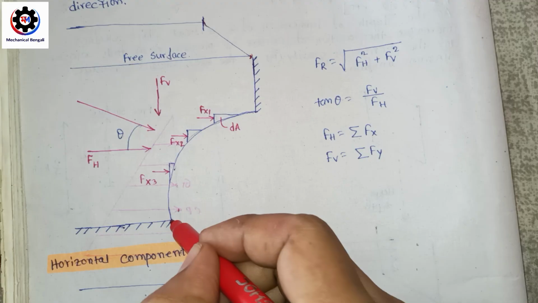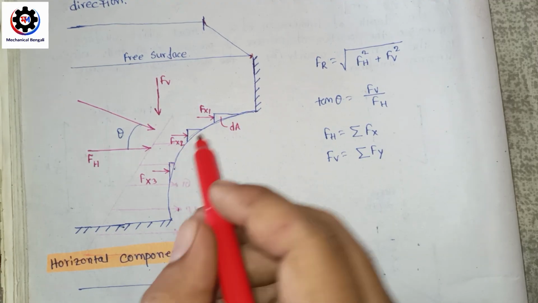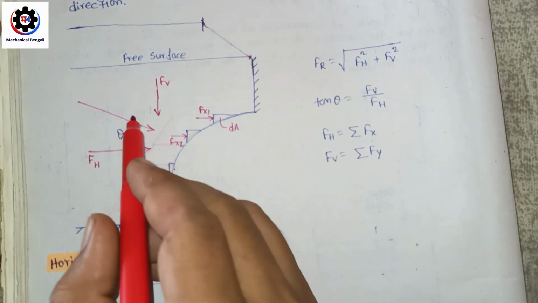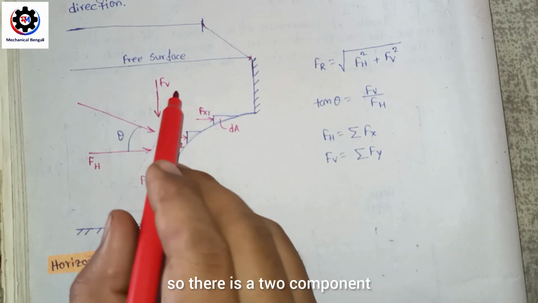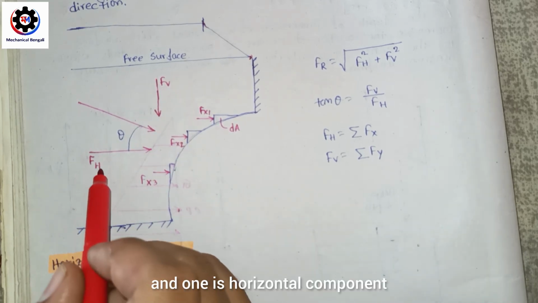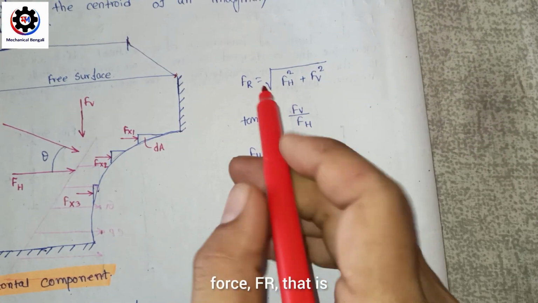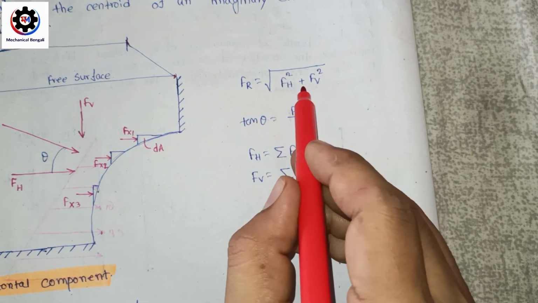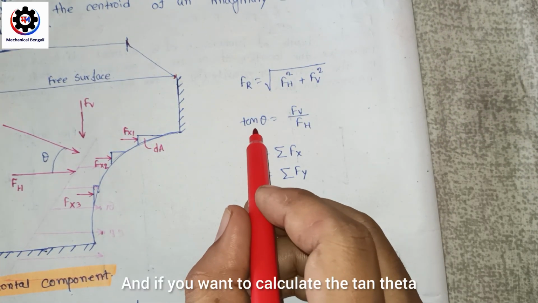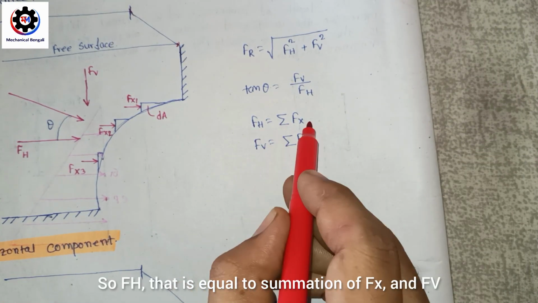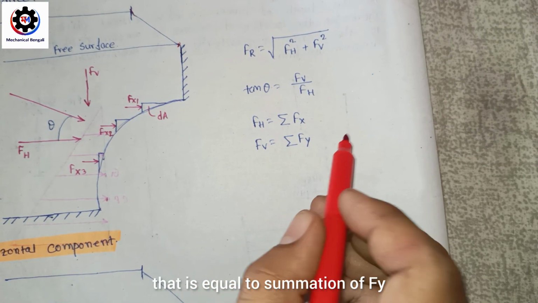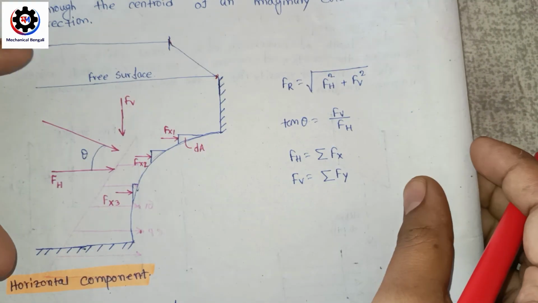Now, this is the curved surface here, and the force which is acting perpendicular to this curved surface is this force. As it is a curved surface, there are two components: one is the vertical component and one is the horizontal component. If you want to calculate the resultant force Fr, that is equal to the square root of Fh squared plus Fv squared. And tan theta is equal to Fv by Fh. So Fh is equal to the summation of Fx, and Fv is equal to the summation of Fy. Okay, so this is the basic about the curved surface.